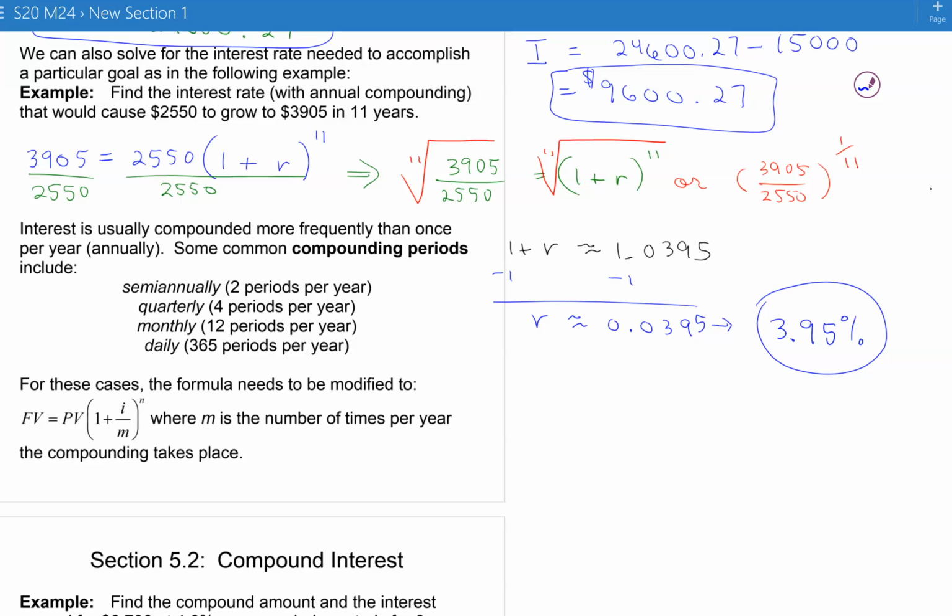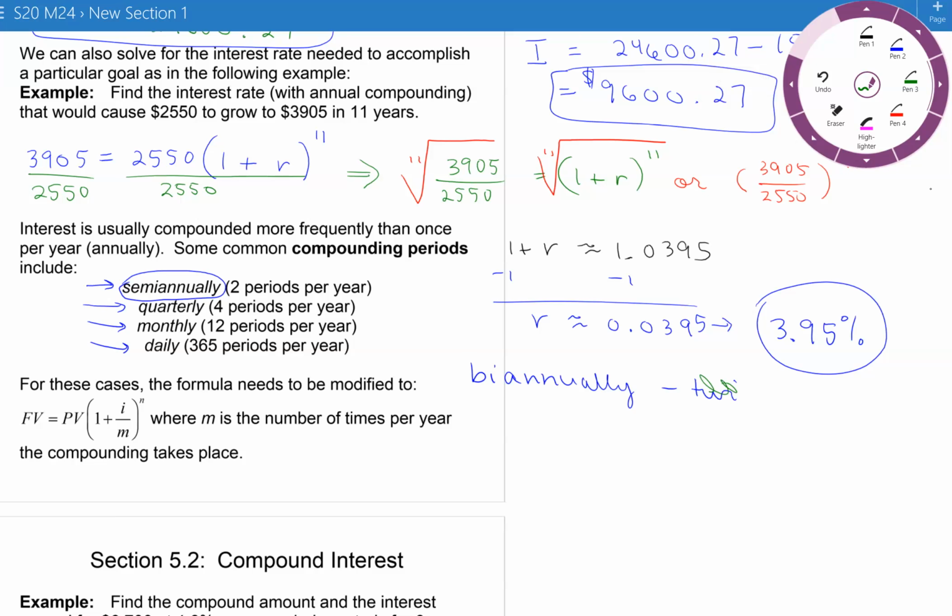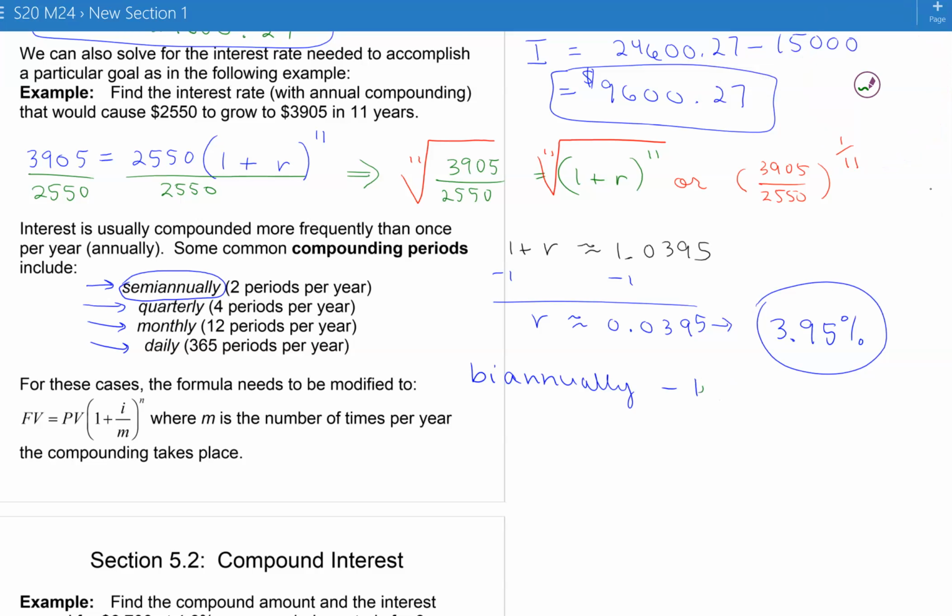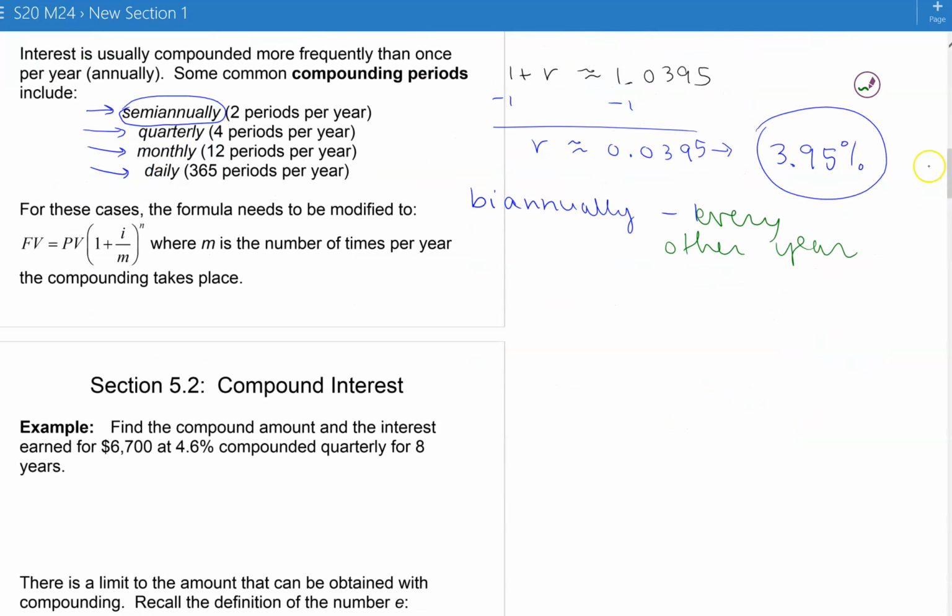So here are some common compounding periods: semi-annually, quarterly, monthly, and daily. So make sure to make a note about semi-annually. Sometimes people get that confused with biannually, and that's every other year, so every 2 years. Whereas semi-annual means twice in each year. So in those cases, you have to divide your interest rate by the number of times you compound in a period.